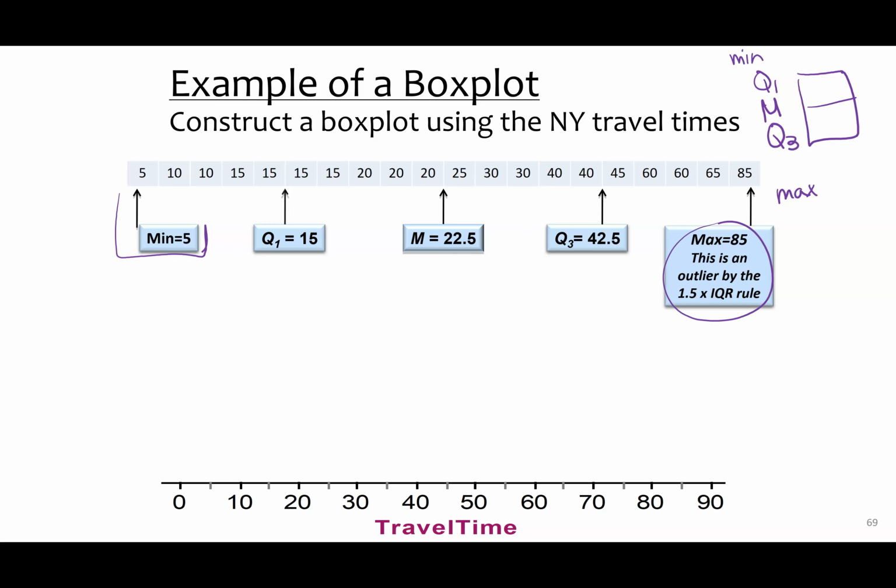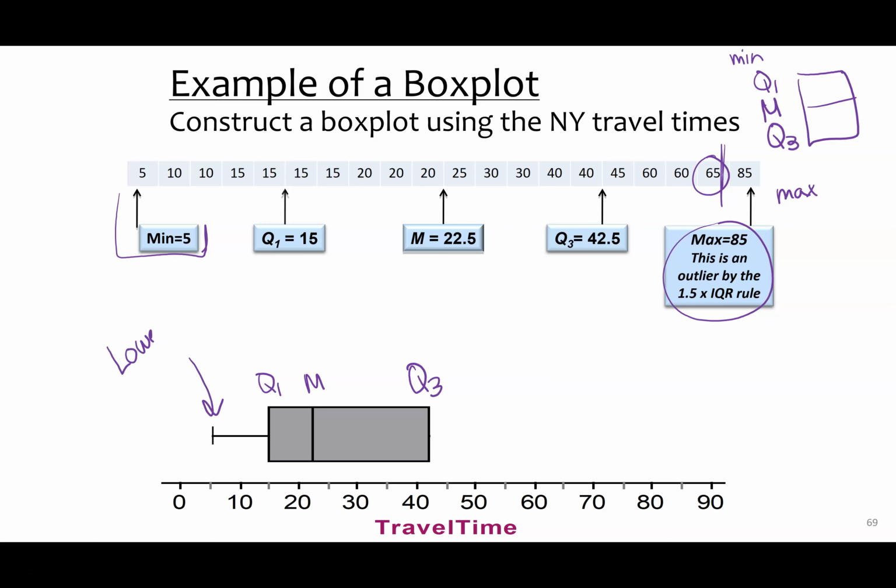Our max is going to be an outlier, but 65 isn't. So that's going to be a cutoff for our whisker there. So the first thing we do, we're going to make the box. That's going to be Q1. That's our median. Q3.